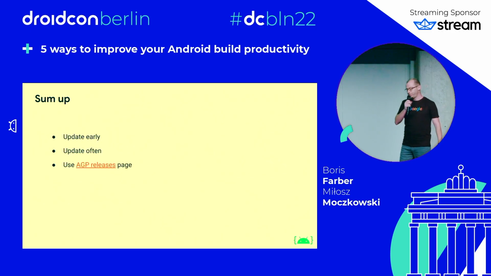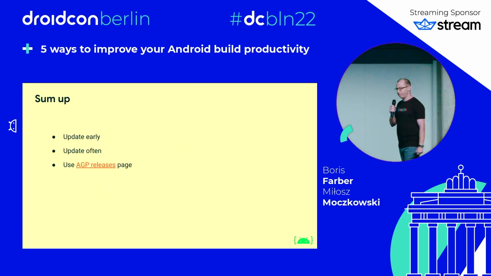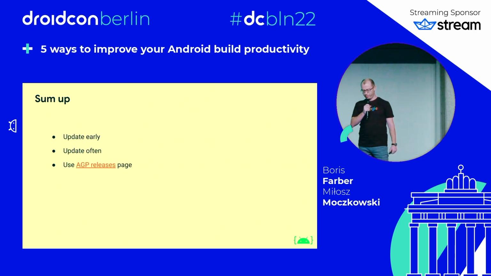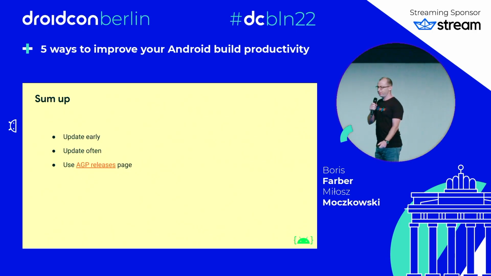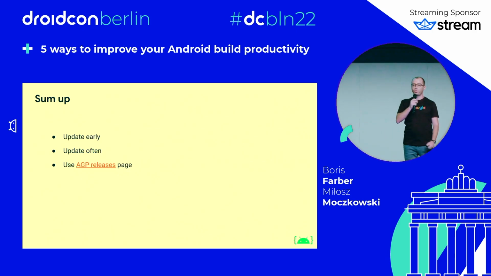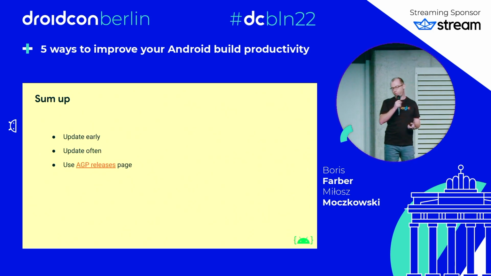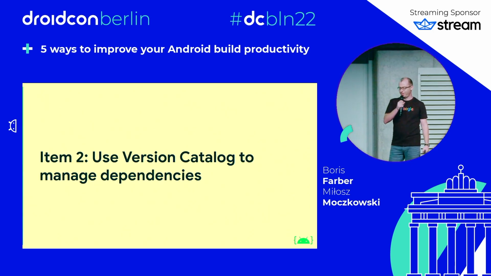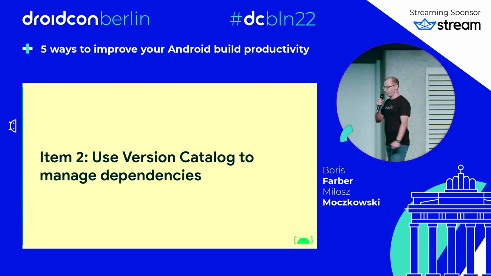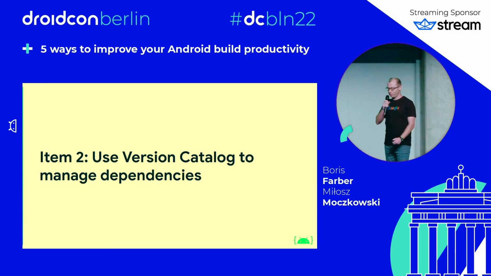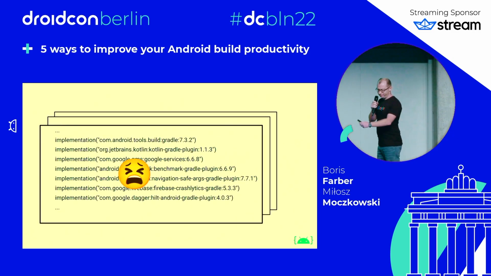So to sum up, please update early, please update often, and use our AGP releases page for all information on the new AGP releases, DSL changes, API changes, Gradle conformance, and else. And with that in mind, let's talk about another cool feature, which is version catalog to manage dependencies.